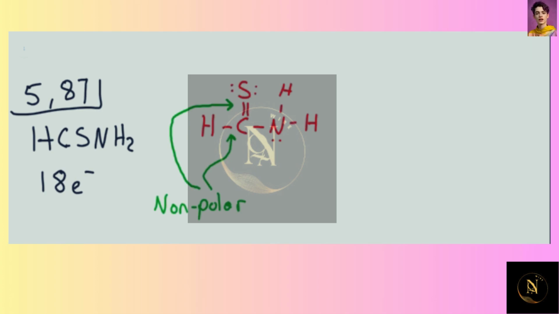So we can also assign polar bonds. So the carbon and nitrogen bond is polar. And also the nitrogen and hydrogen bond is polar as well. So those are the classifications for the bonds in this molecule.